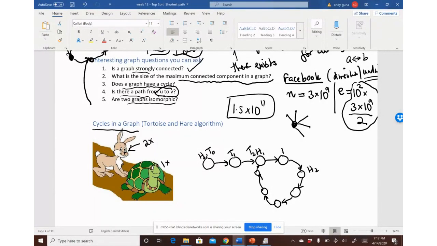The tortoise is going to be here in time 3, and the hare will be here in time 3. Then the hare would be here in time 4, and the tortoise is here in time 4. The hare is going to be here in time 5, and the tortoise is here in time 5. The hare is here in time 6, and the tortoise is here in time 6. The hare is going to be here in time 7, and the tortoise is also going to be here in time 7.